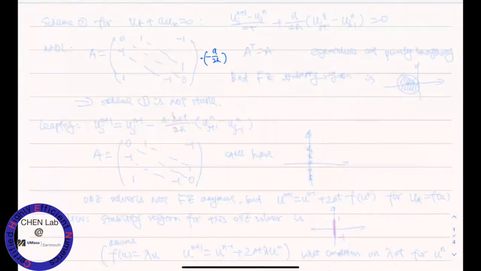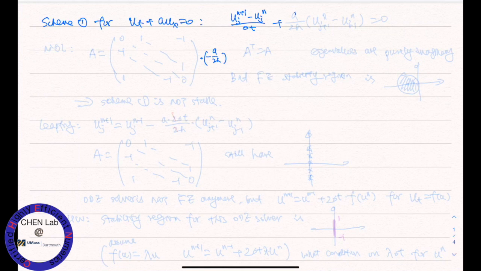Let us recall what we did last time. We looked at the first scheme for the equation u_t + a u_x = 0. The first scheme was (u_j^{n+1} - u_j^n)/Δt + (a/2h)(u_{j+1}^n - u_{j-1}^n) = 0.